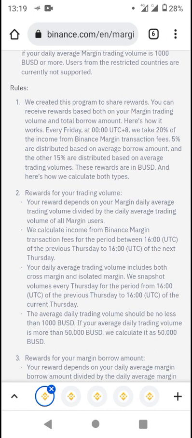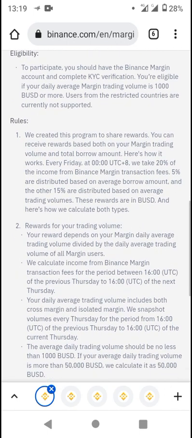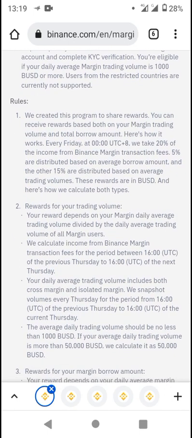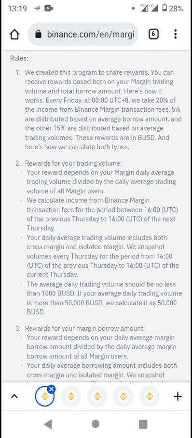So you can receive rewards based both on your margin trading volume and total borrow amount. Here's how it works. Every Friday at 008 UTC, Binance takes 20% of the income from Binance margin transaction fees. 5% is distributed based on average borrow amount, and the other 15% is distributed based on average trading volumes. These rewards are in BUSD, and the calculation is as follows.